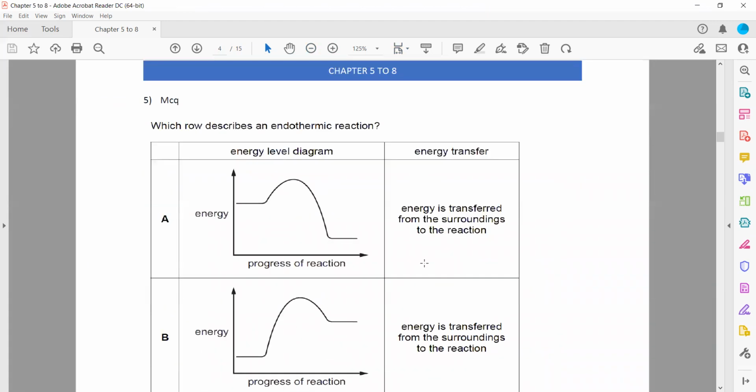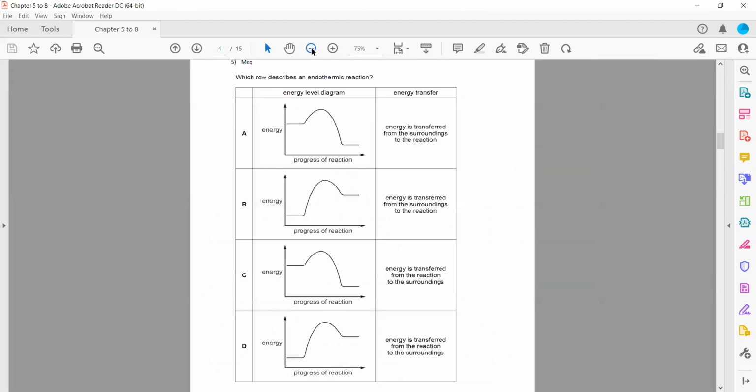The next one, which diagram represents an endothermic reaction? In endothermic reactions, reactants have low energy. Whenever we have an endothermic reaction, the reactants in the chemical reaction will have low energy, and the product particles will have high energy. So we have to check first which one can be an endothermic. Either B can be an answer or D can be an answer, because in both cases the reactant has low energy and the product has high energy.